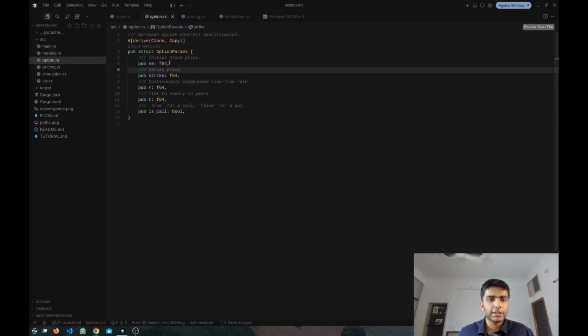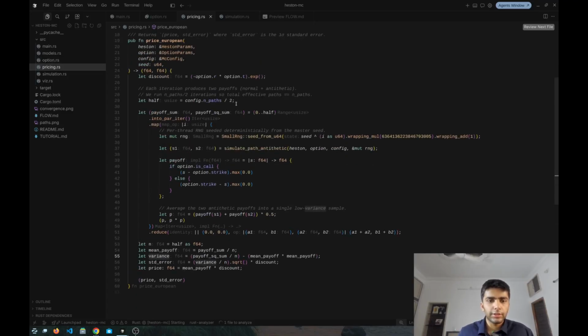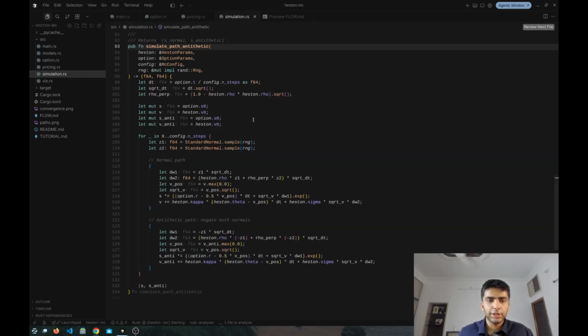And then we have this option.rs file where we create the struct for storing the option contract values like the initial stock price, the strike price, the risk-free interest rate and all. And then we have the pricing.rs file. So here is the main logic to calculate the payoff and then to estimate the price from the path that was simulated. And in the simulation.rs file we generate the actual path from the discretized equations that we had derived.